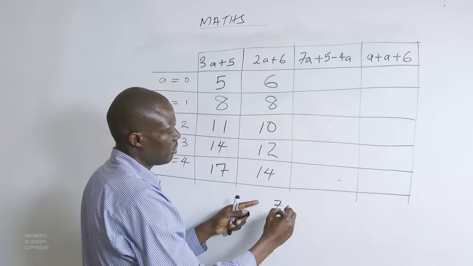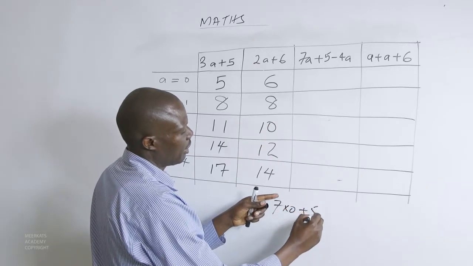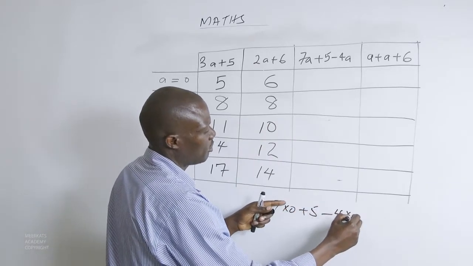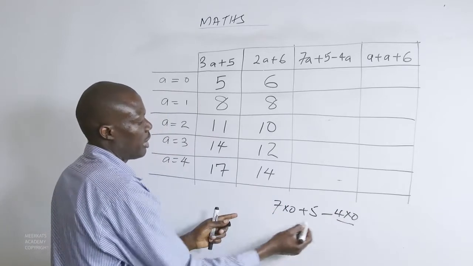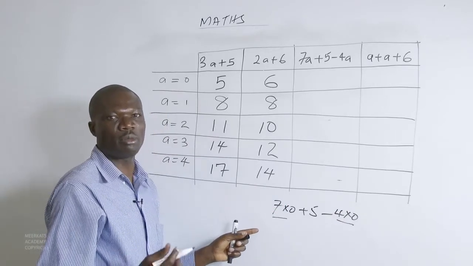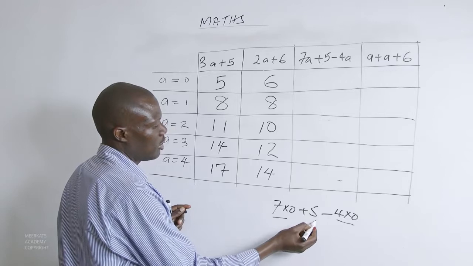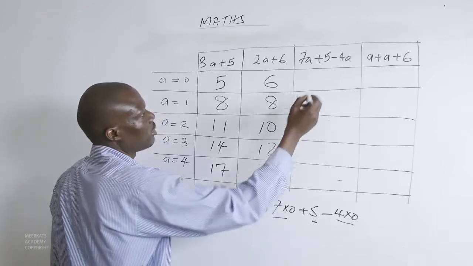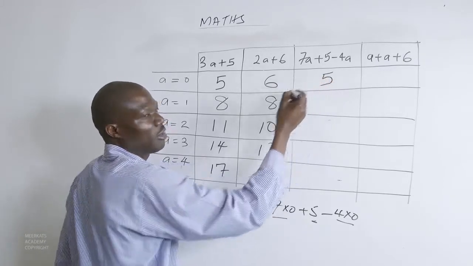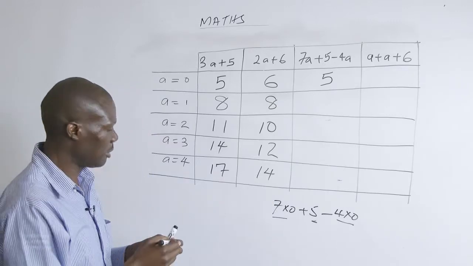This one is 7 times 0, then plus 5, then minus 4 times 0. This is what we have. Any number multiplied by 0 is 0, so it means it shall remain with 5. So the value of this expression when a is 0 is 5.